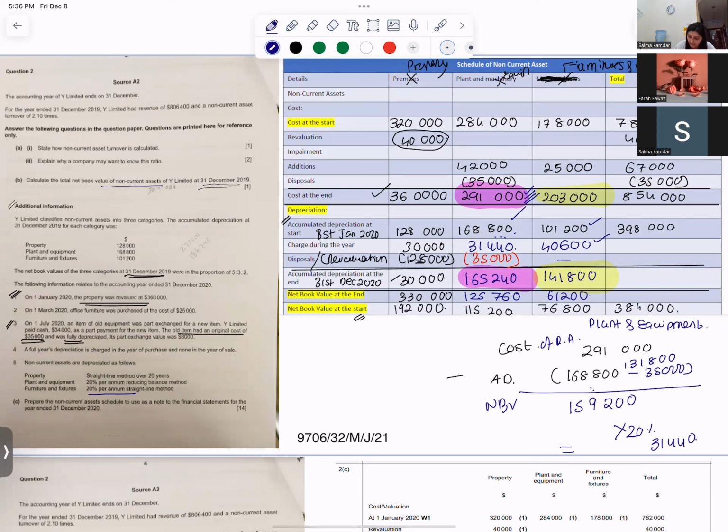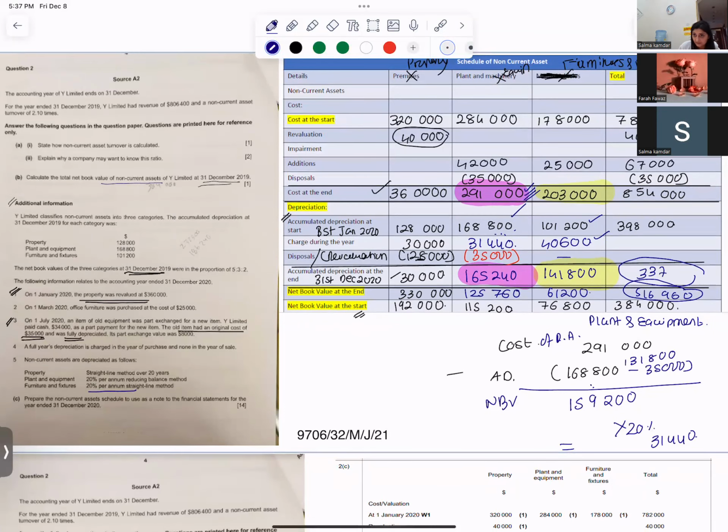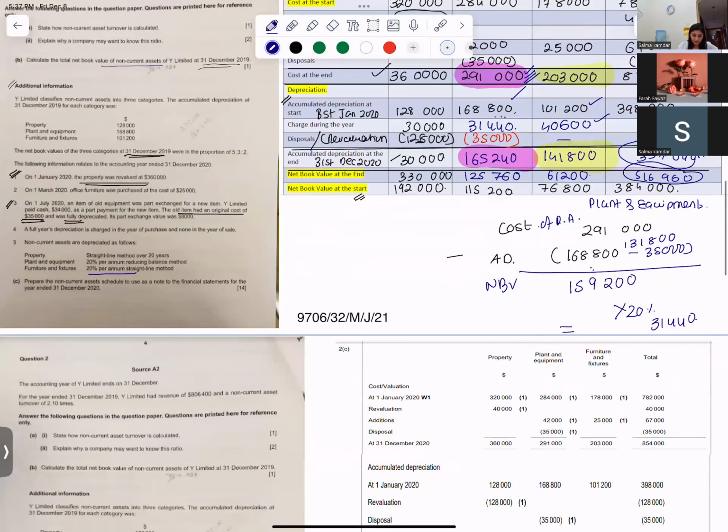Add all of this. Give me the total accumulated depreciation and total net book value at the end. The net book value is 516,960. And the total accumulated depreciation is 337,040. So this is the non-current asset schedule.